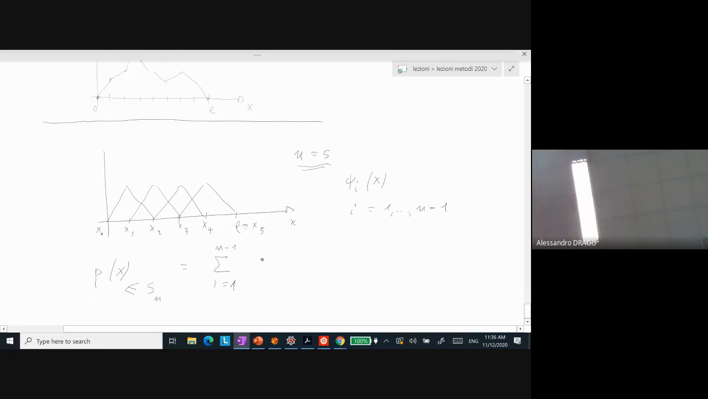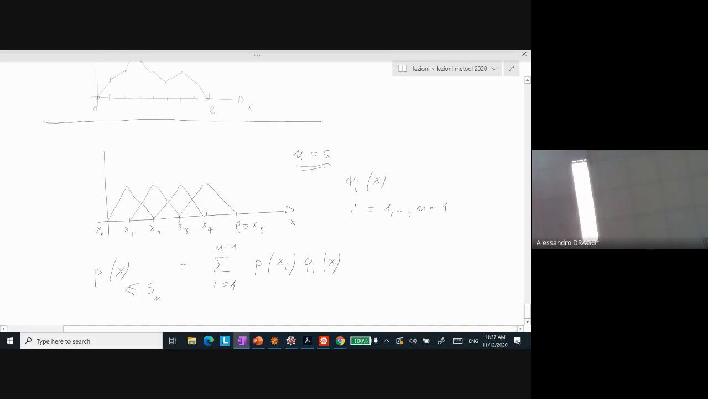of certain coefficients, and the coefficients I'm claiming that I can fix in this way, p of x_i, times phi_i of x. This is what I'm claiming. So this phi_i of x, I have not written the analytic expression. We are going to write it in the numerical code. But it is one of these objects.